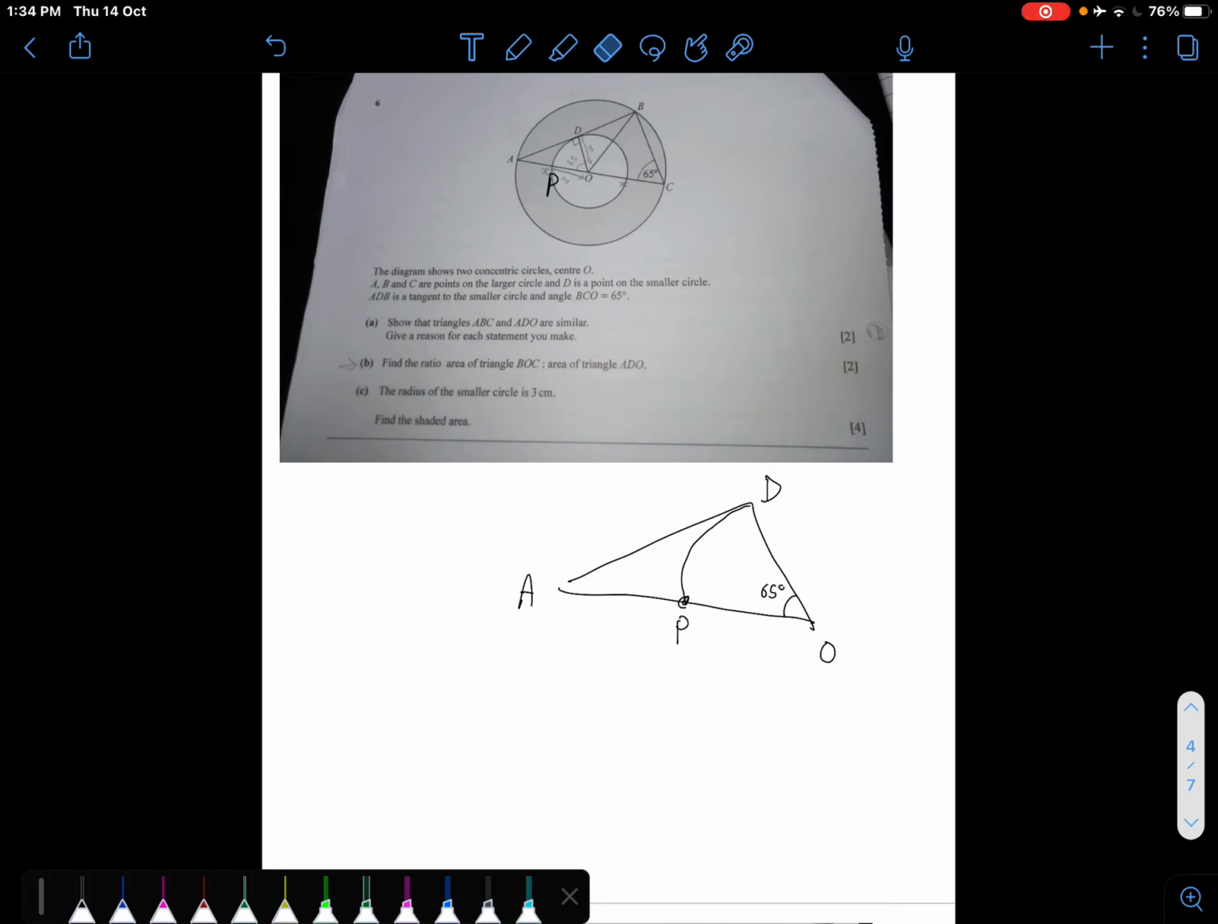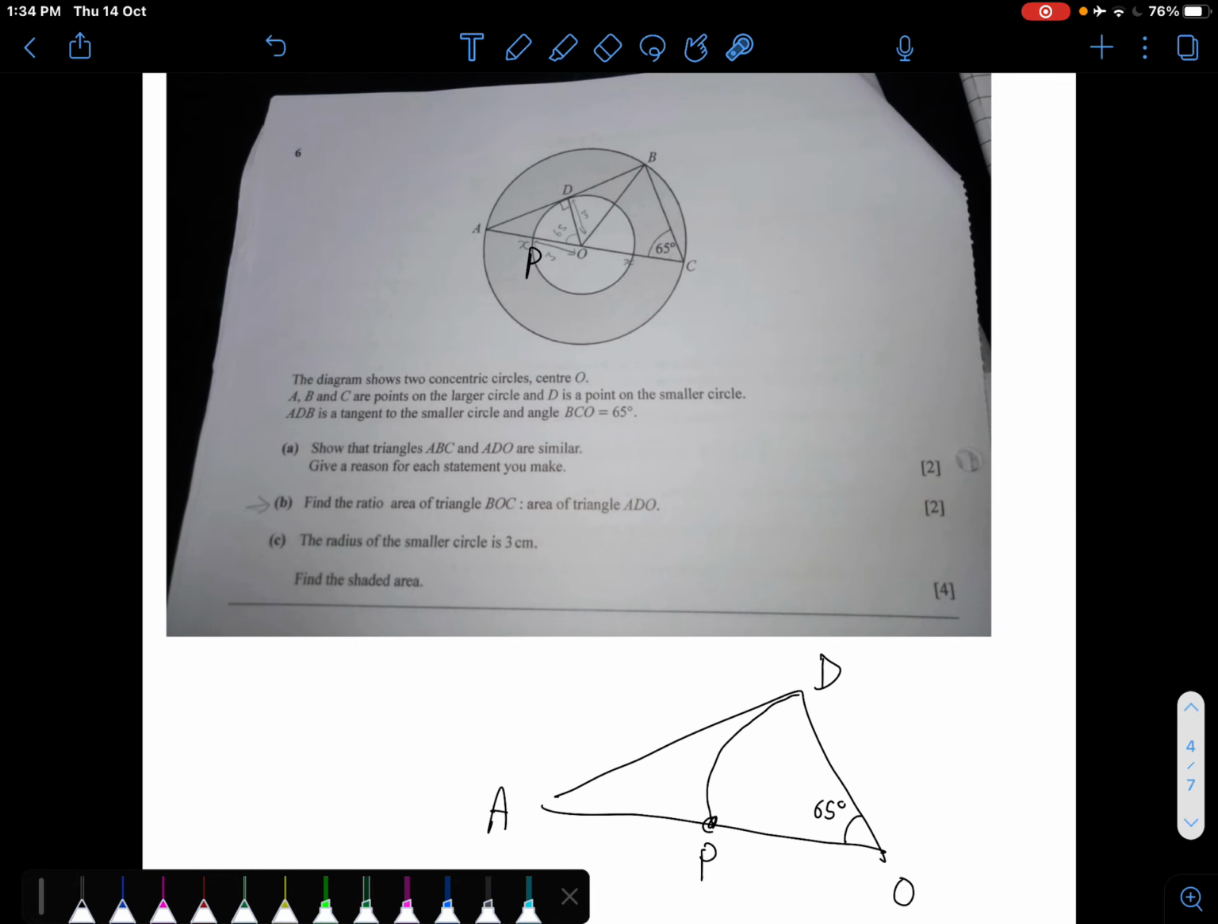Okay, so now we want to find the area of the shaded region, the shaded area. I hope you can see it's just the total area, the big circle area, minus away the unshaded area. Then you will get the shaded area, right? So what we need to find is really just the area of the big circle, and then we find the area of the small circle, and we subtract them.